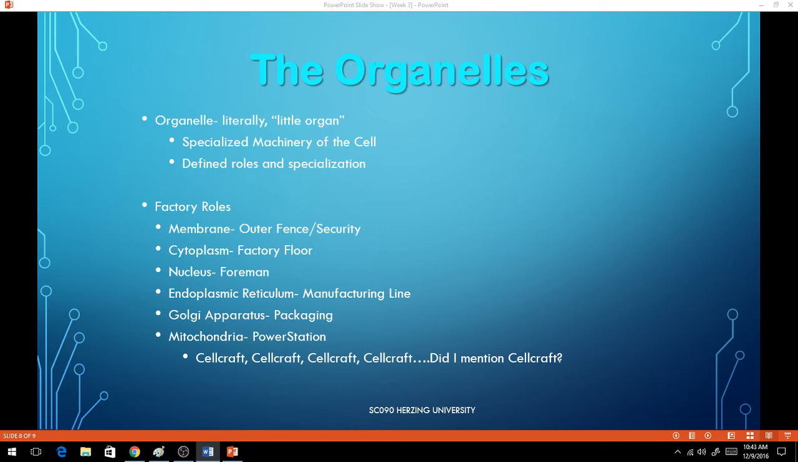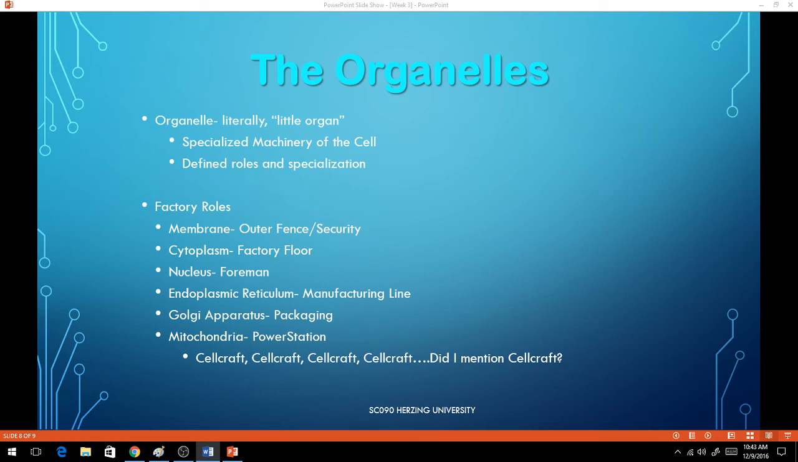So now we've covered the big three: the cell membrane, the cytoplasm, and the nucleus. Now let's get to some of the others. These are the guys that lead to specialization. These are what help differentiate this one cell from another. They may not be present in all cells, but they play a vital role in the cells which house them.